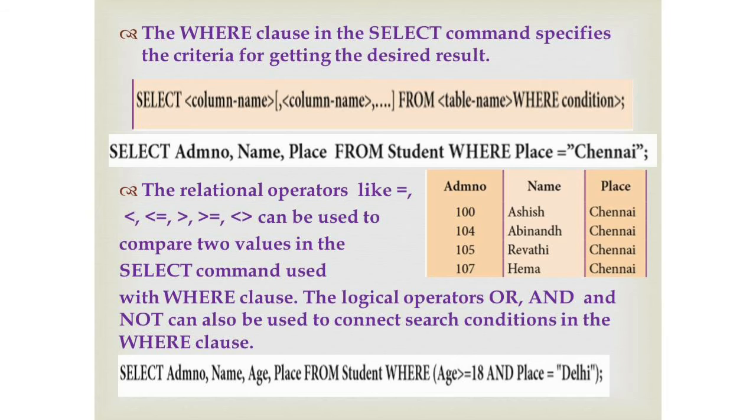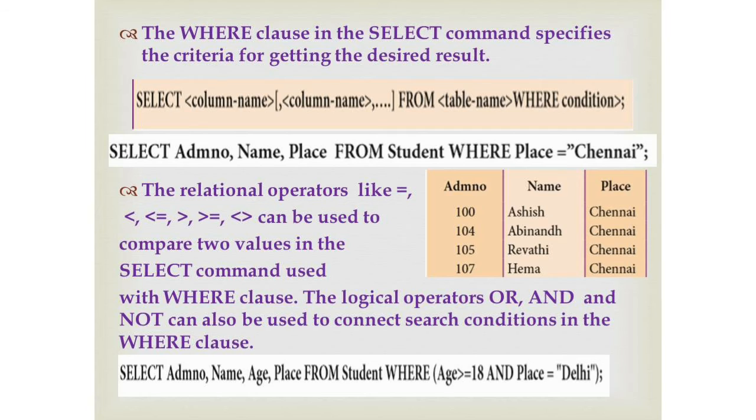Okay, here you can see one example for that. Select admission number, name, age, place from student where, look at the conditions, age is greater than or equal to 18. So greater than or equal to is a relational operator, and is a logical operator. Place is equal to Delhi.